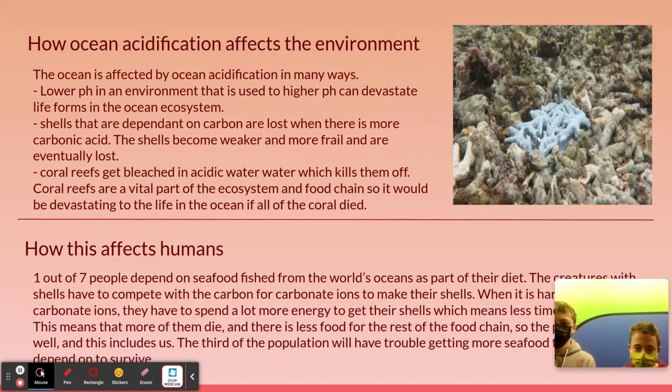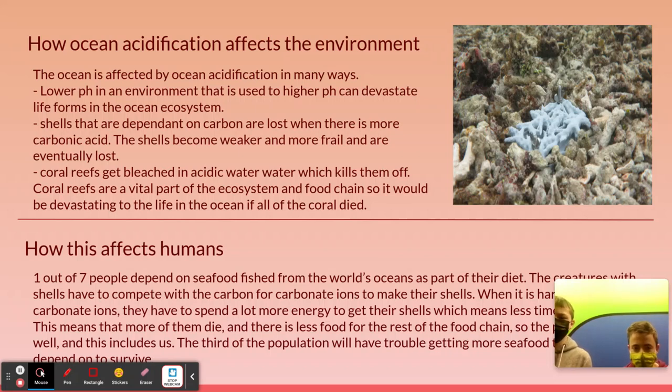So what is the next issue exactly? Many of the ocean's environments, including animals, coral, plants, and all, are used to this normal pH level, but as it drops, it can cause massive problems for them. So lower pH in an environment can devastate life forms and all ecosystems of the ocean.